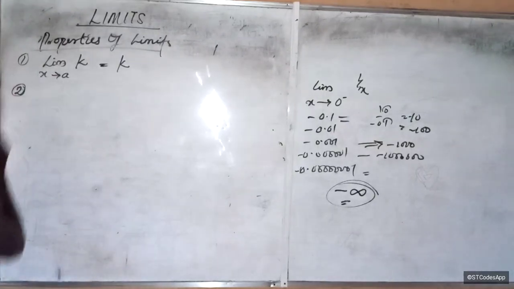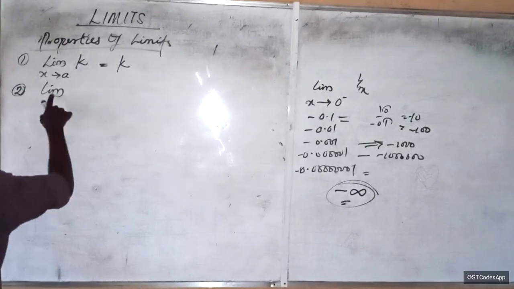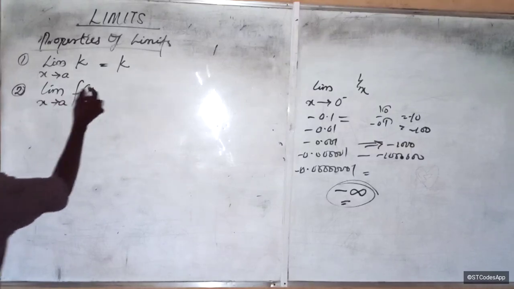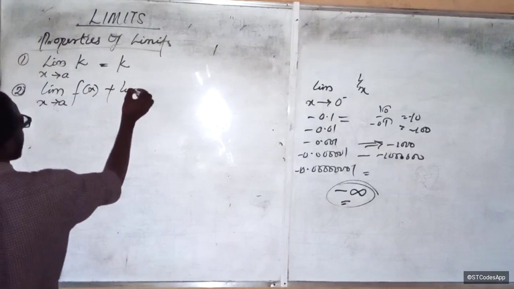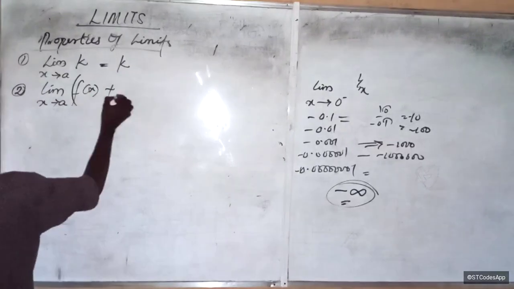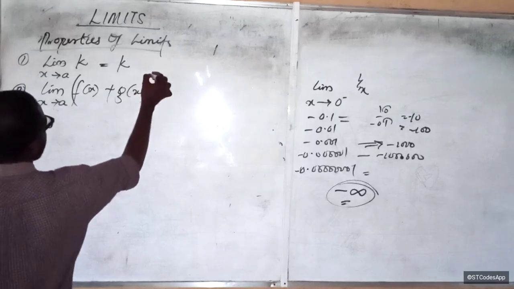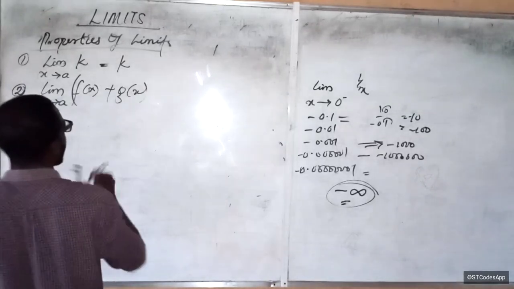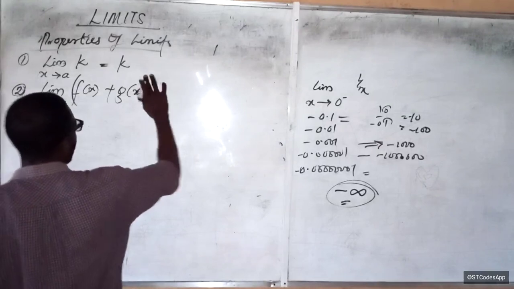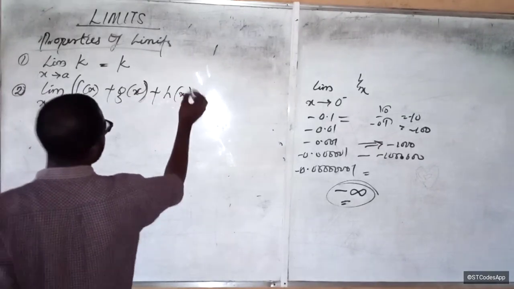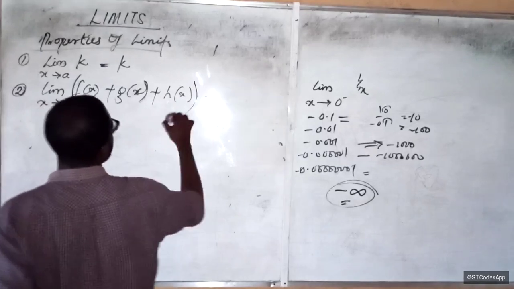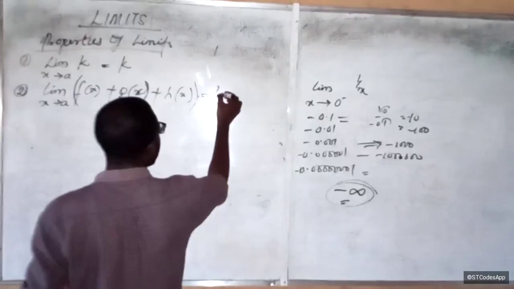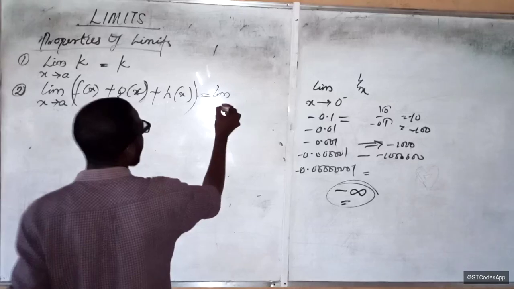And the next rule says the limit as x approaches a of f of x plus g of x, for example. So this is like the addition of functions, and it could be many other functions, not just 2: f of x plus g of x plus h of x, and so on. You understand? If we have many more functions like that, this rule says that the limit of this function should be equal to the sum of the individual limits of each function.